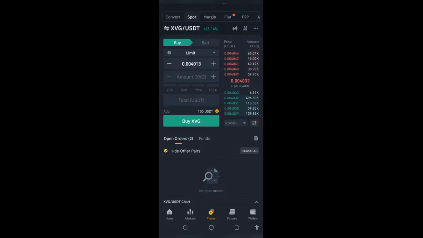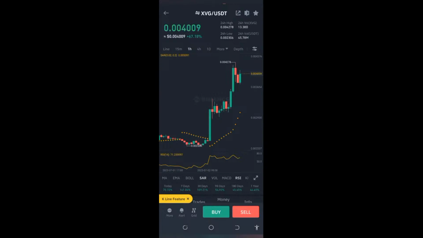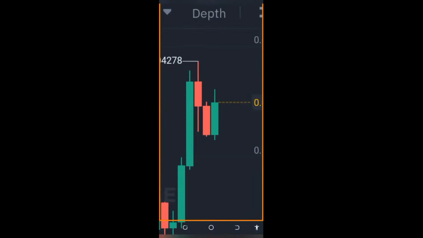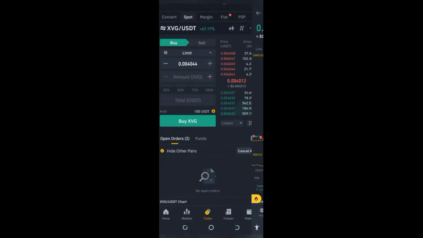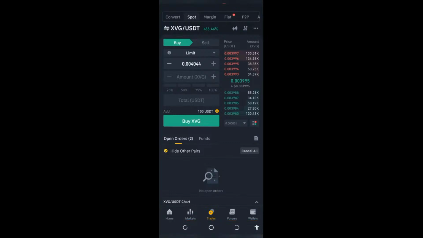Now, I'm currently on XVG/USDT, and we need to look into the charts quickly. This is on the gainers list, right? So we need to quickly take our move. As you can see, within the past 24 hours it has gained a 67% increase. And I'm like, really? Okay, let's see how to take advantage of this.